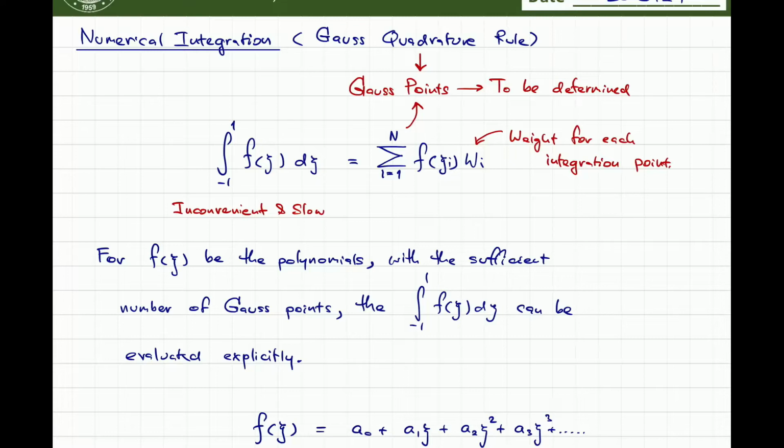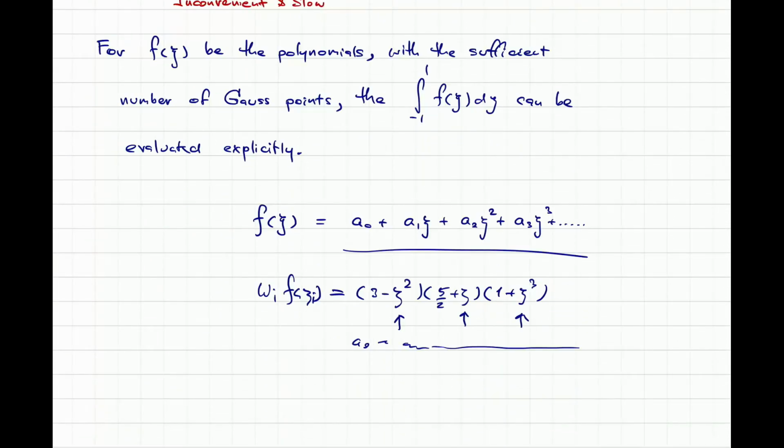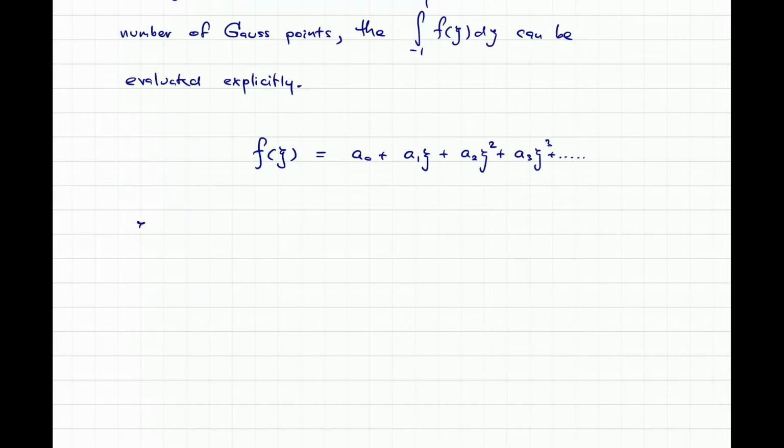So what is to be determined here? The first, the c_i, the second, the w_i. That's it. So c_i and w_i are to be determined. Let's take a look.